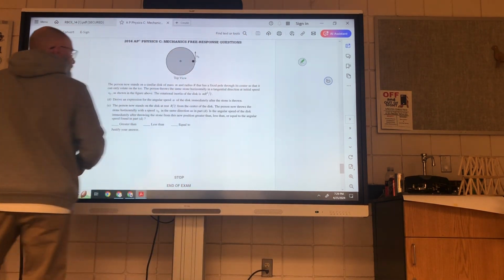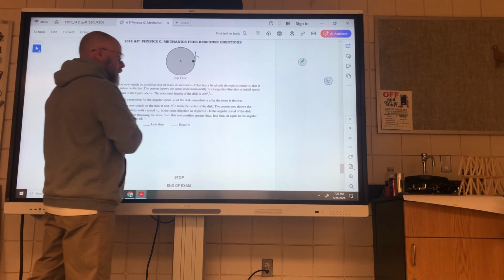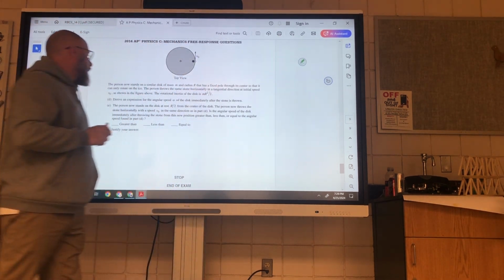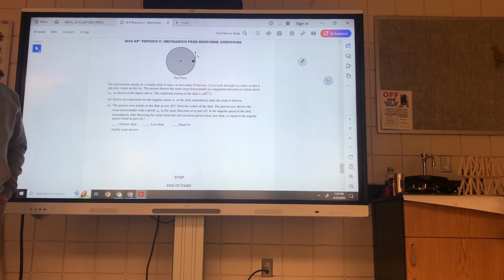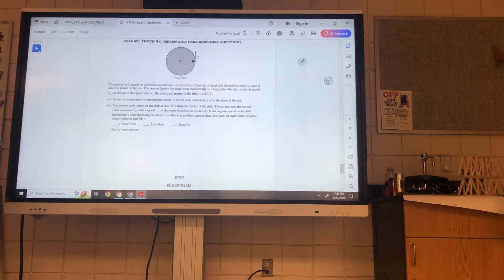The person now stands on a similar disc. Oh, this is a big deal. Are we throwing things? What are we doing? A similar disc of mass M and radius R that's fixed on a pole through the center so that it can only rotate on the ice. That's going to be a big deal. The person throws the same stone horizontally in a tangential direction. So this is cool because if he throws it this way, what's going to happen to my disc? It's going to start spinning. Does that make sense?